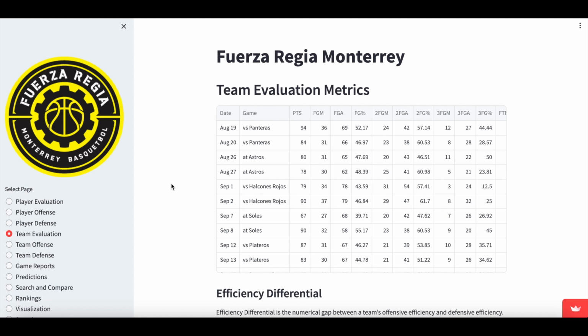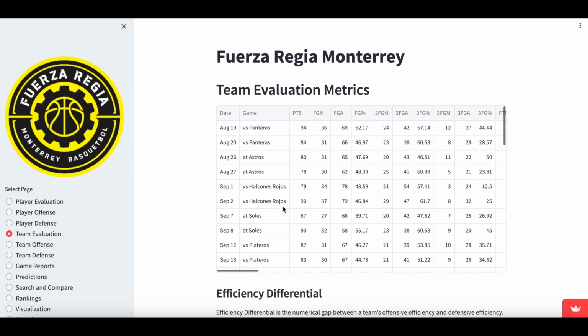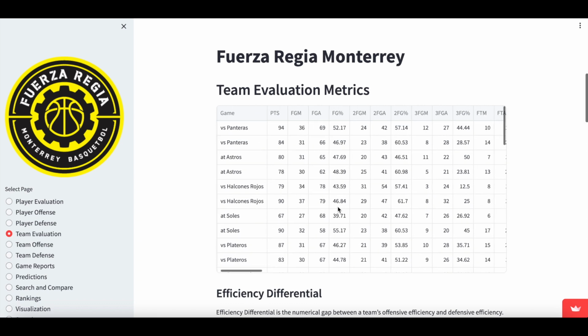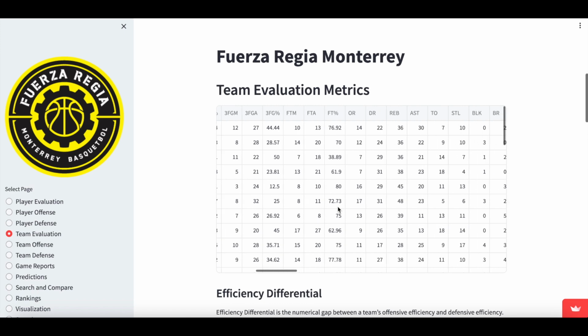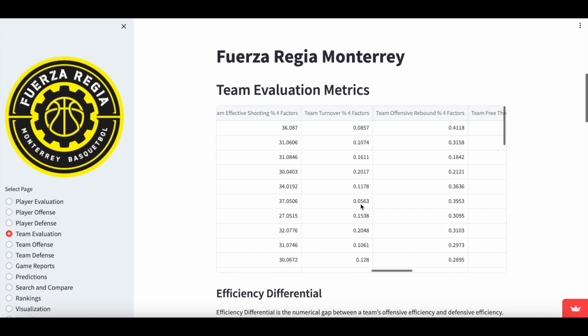So we're going to continue with our next section, team performance, starting with team evaluation. We're still using the data of Fuerza Regia, and as you can see, once you are in this section, you can see a data set of your entire season, game by game, with the traditional box score and other special metrics that we use.